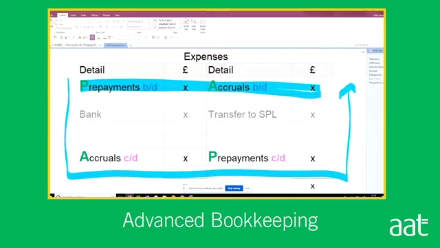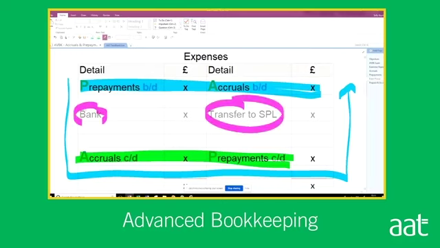To the bottom, so what we've got down here is my accruals and prepayments. The accruals carry down, so the accruals charged for this year go on the debit side, where your prepayment carry down will go on the credit side. Don't forget though, that we also just need to put in the bank transaction. So we've got obviously the bank and then the transfer to the P&L.